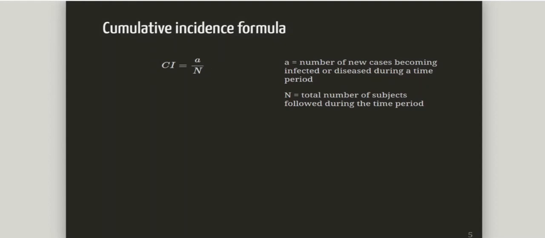Let's make a quick example. Let's say we have 500 cows, and we follow these 500 cows over a period of a week, and we count the number of lame cows during that week. And within that week, we obtain 10 lame cows. So with this information, we can calculate the cumulative incidence.